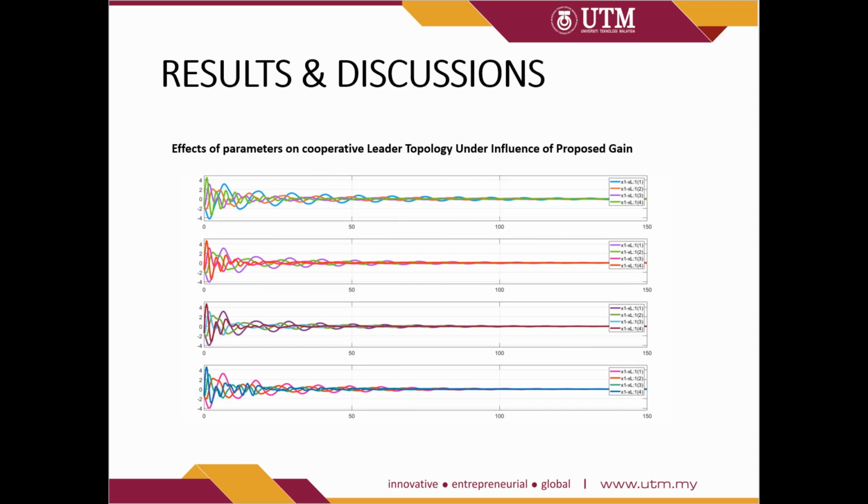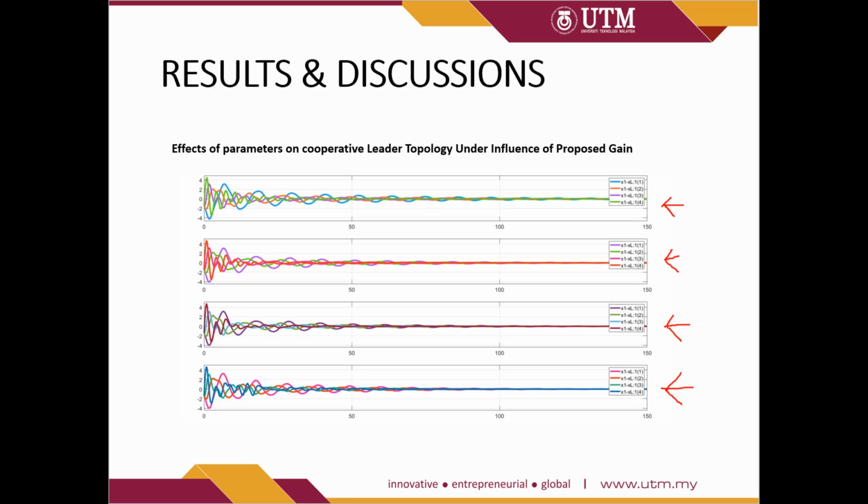This is the effects of parameters on cooperative leader topology under influence of the proposed gain. These effects are based on the value of epsilon from the equations before. The first graph of this slide shows the value of epsilon, which is set to 0.1, while the second graph is when the epsilon value is set to 1. The third graph is when the epsilon value is set to 10, and the fourth graph here is when the epsilon value is set to 20.